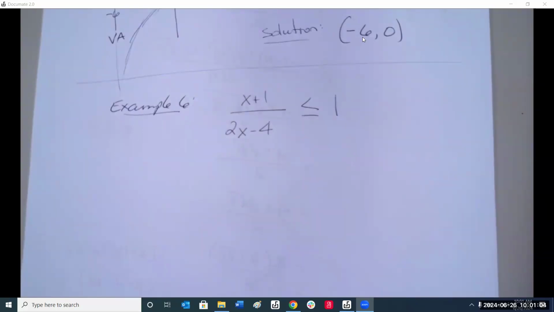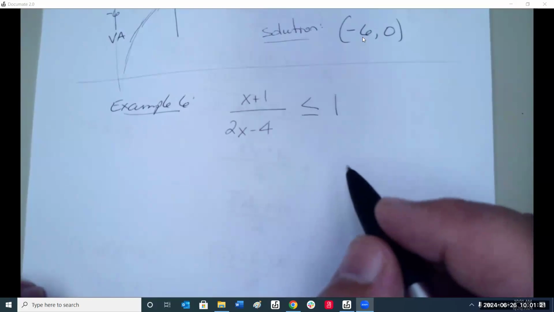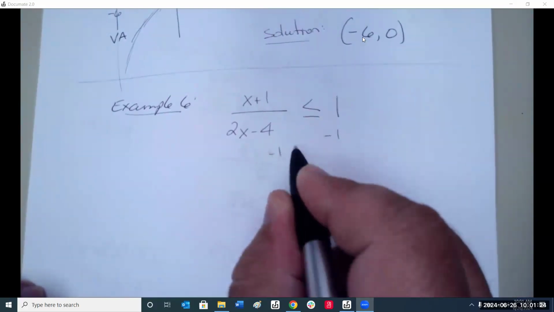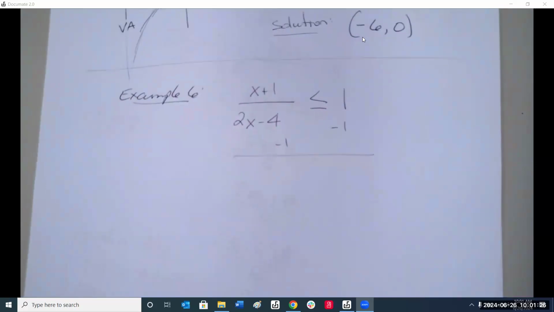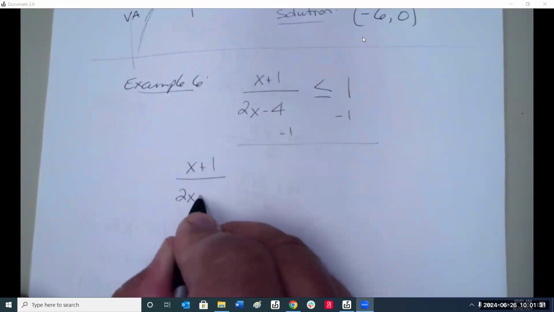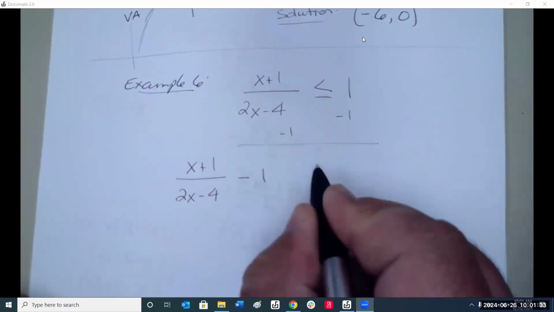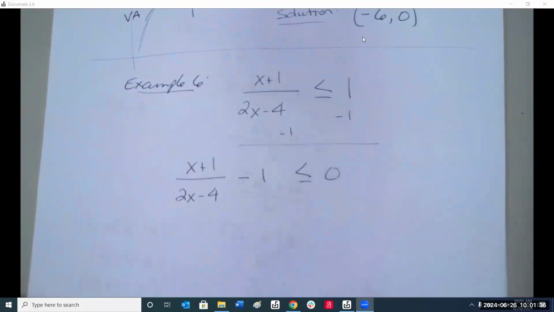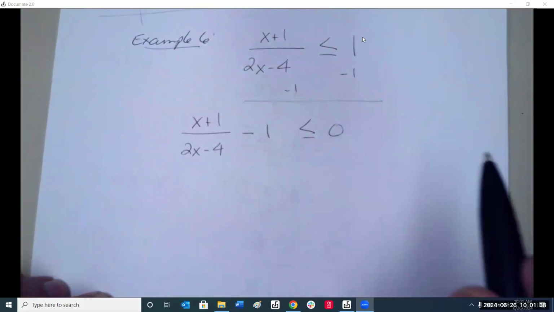So what do we have to do here? Did you say set x equals 0? Nope. Because remember, it has to be what on one side? You have to set it equal to 0. So we have to move the 1 to the other side. So we have x plus 1 over 2x minus 4 minus 1 is less than or equal to 0. You have to have a 0 on one side.